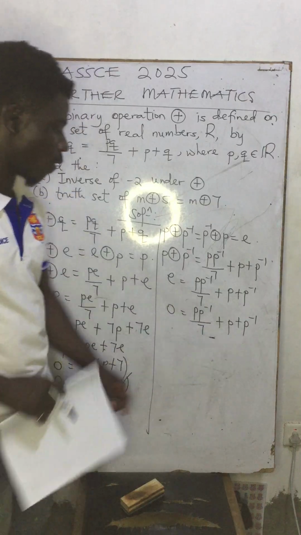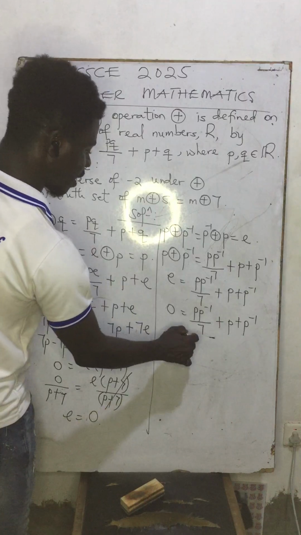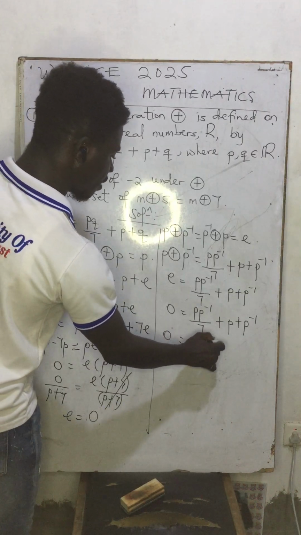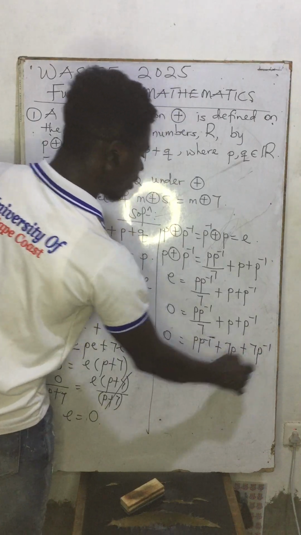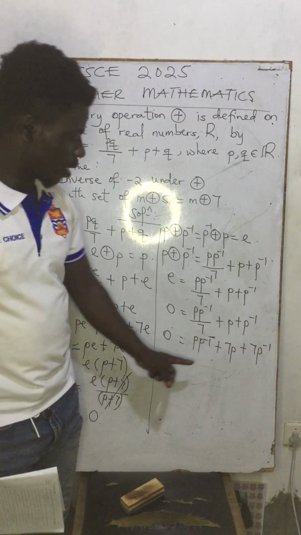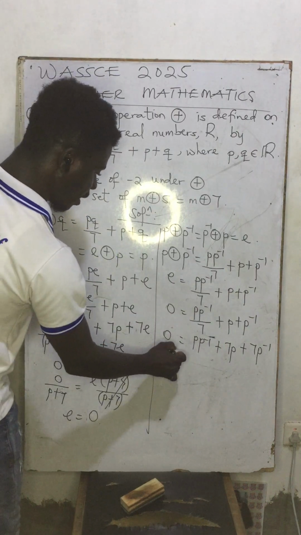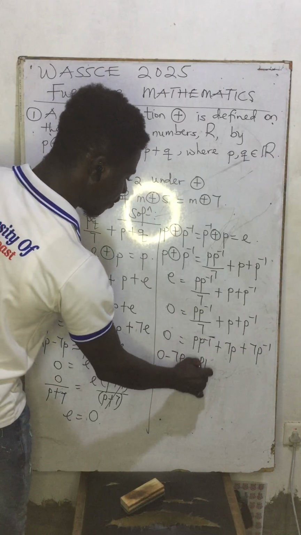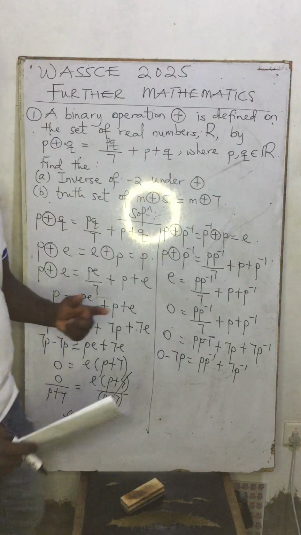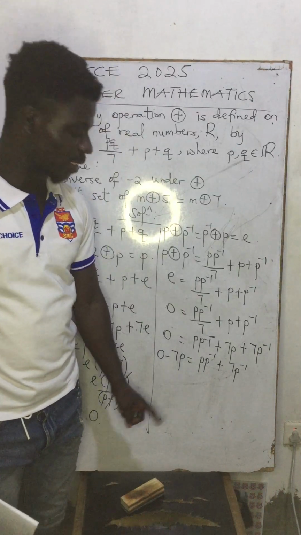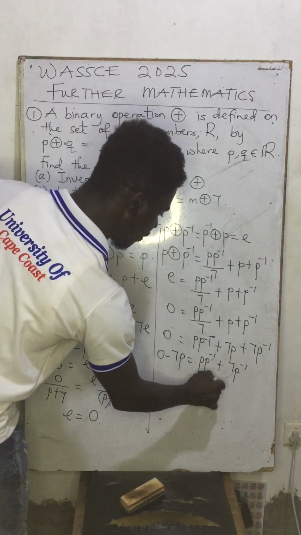1, 2, 3, 4. So we get 7 times 0 is still 0 equals 7 multiplies this. We have P inverse plus 7 times P is 7P plus 7 times P inverse. Now we send 7P to the left hand side so that we have 0 minus 7P equals P inverse plus 7P inverse.